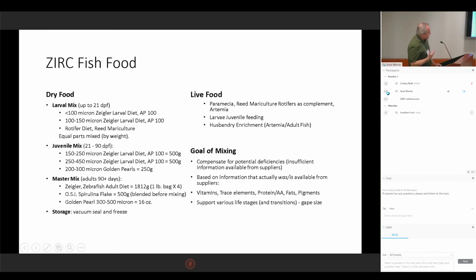Okay, so the goal of mixing the dry feeds is to compensate for potential deficiencies, and based on the information that was available from suppliers, we tried to make a complete list of vitamins, trace elements, protein, amino acids, fats, and pigments. And of course, we want to support all the different life stages, and especially important, the transition between various life stages, for example, from larvae to juveniles. So that's one thing.